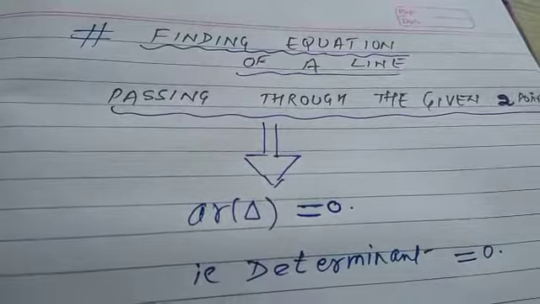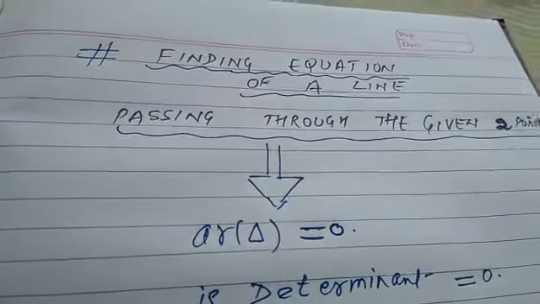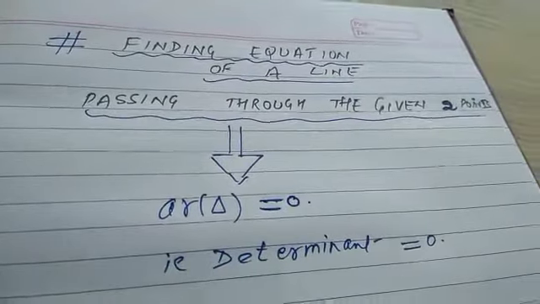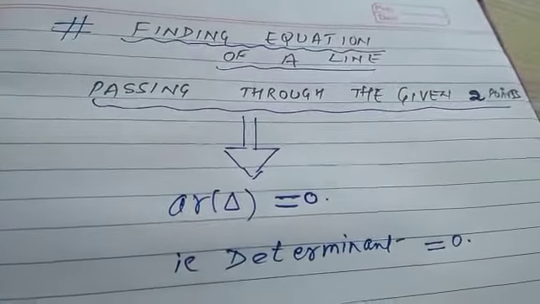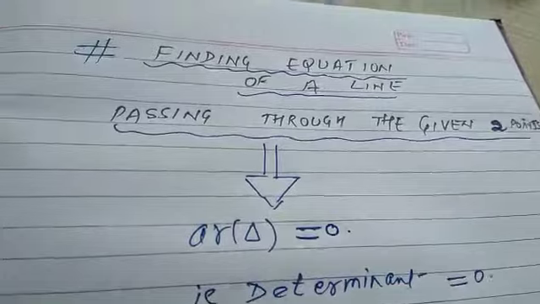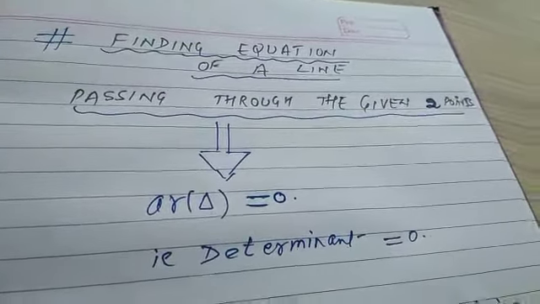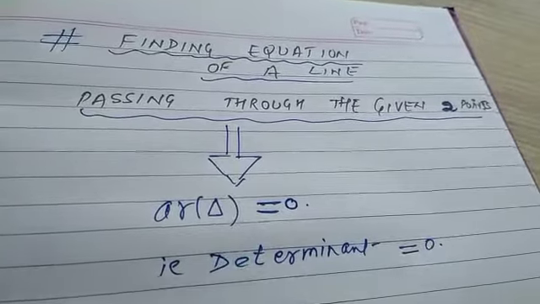We have another application of determinants, finding the equation of a line passing through the given 2 points. Any line passes through 2 points because 2 points always determine a line. The problem arises about the third point.